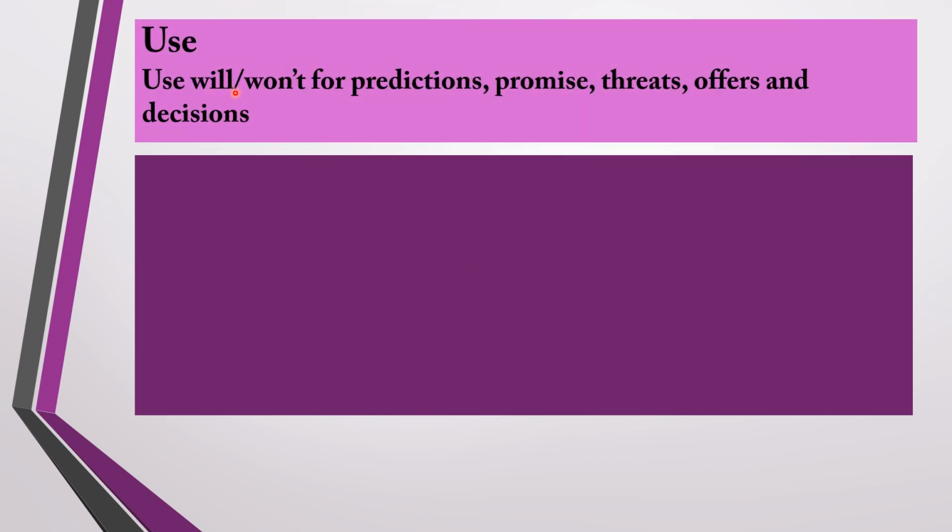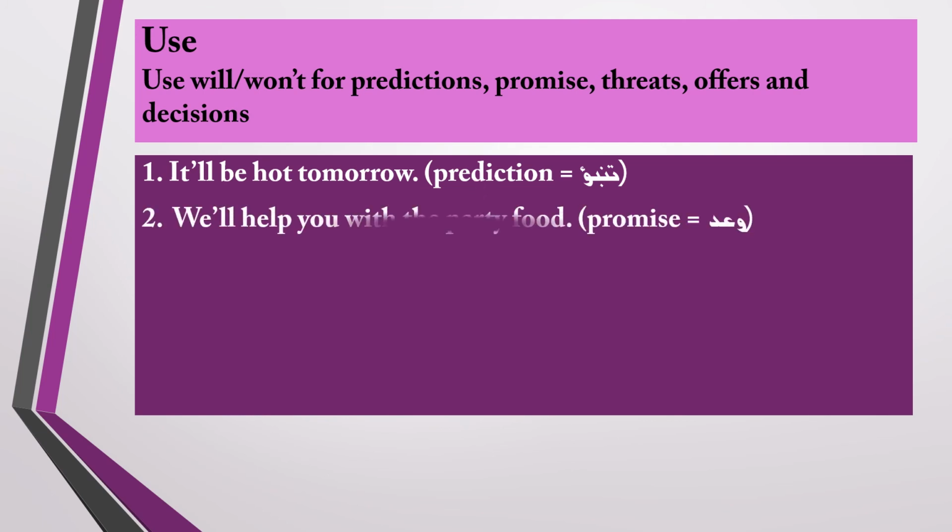Use will or won't for predictions, promises, threats, offers, and decisions. The first example, it'll be hot tomorrow, which is a prediction. The second one, we'll help you with the party food. Promise.